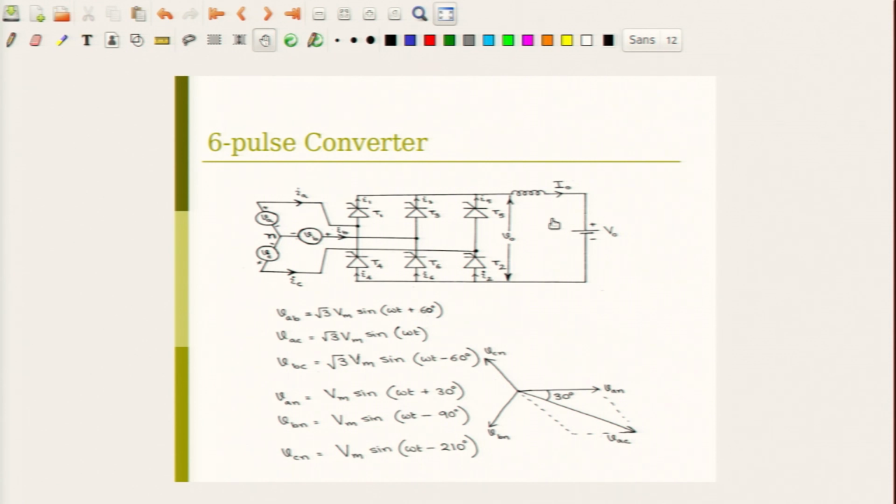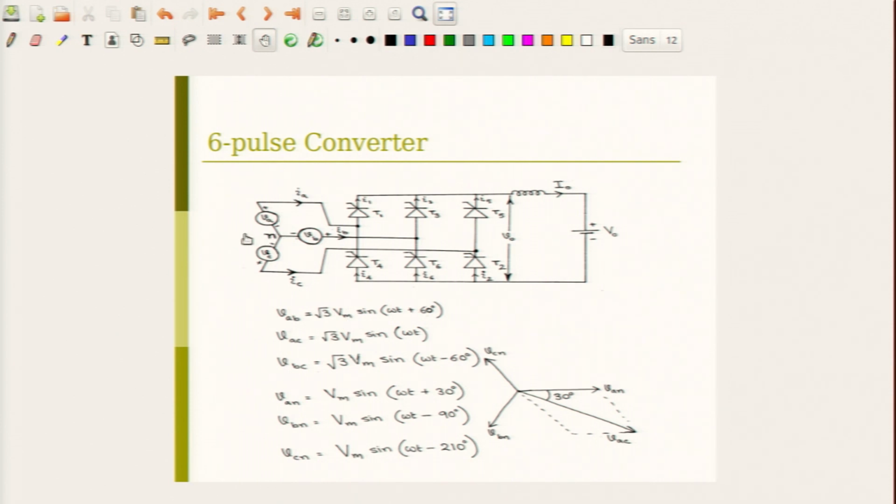Now, in this circuit there are 6 thyristors, numbered T1, T2, T3, T4, T5, T6, but they are not numbered spatially that way. The subscript has been chosen in the sequence in which these thyristors turn on. The line to line voltage appearing across these phases is √3 times Vm. Vm is the peak value of the phase to neutral voltage. We will assume that the neutral here is open; there is no fourth wire.